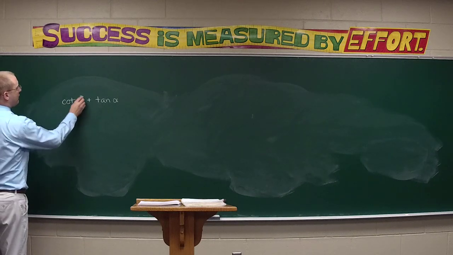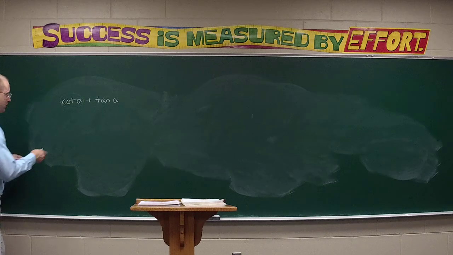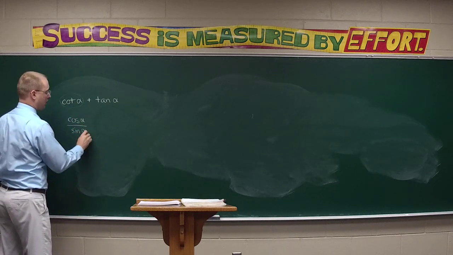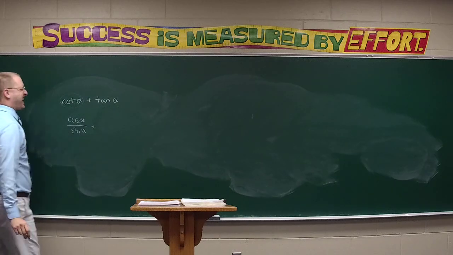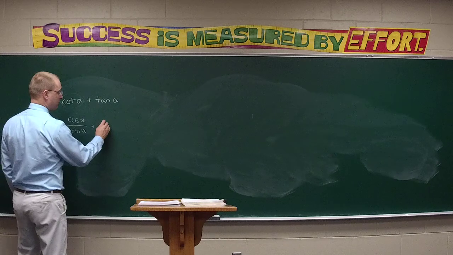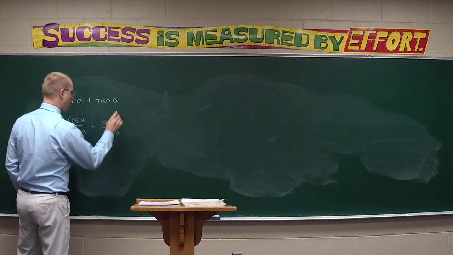Well, what's a way to rewrite cotangent in terms of sines and cosines? Cosine alpha over sine alpha, using a quotient identity. So right below this, let's replace cotangent alpha with cosine alpha over sine alpha. What about tangent? Might as well do the same thing to tangent: sine alpha over cosine alpha, using its quotient identity.